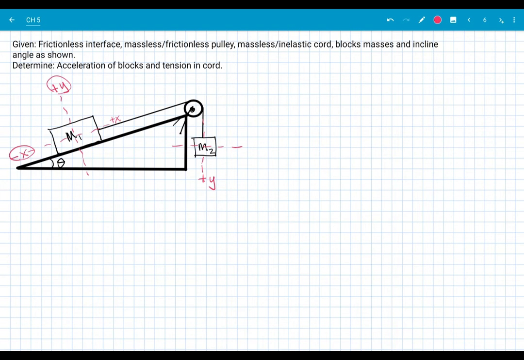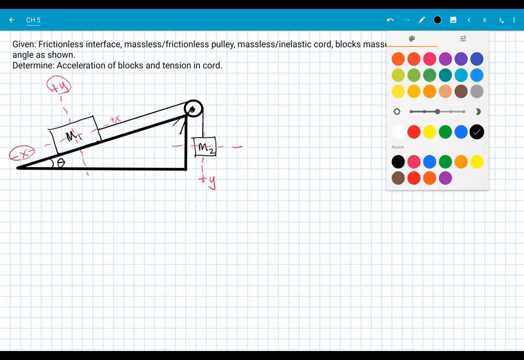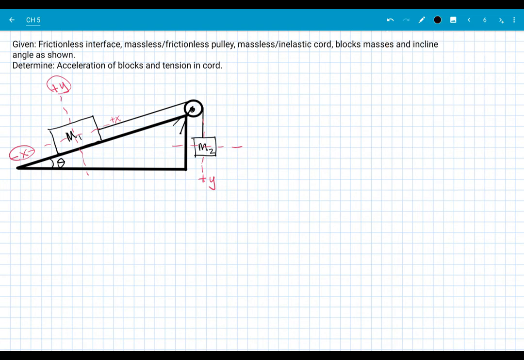Now let's go ahead and draw our free body diagrams. We know that that's the next thing we need to do. So, free body diagram for block M1, that's the block that's sitting on the incline. And then I'll draw the free body diagram for block M2. That's the block that's hanging. That one will certainly be a lot simpler.